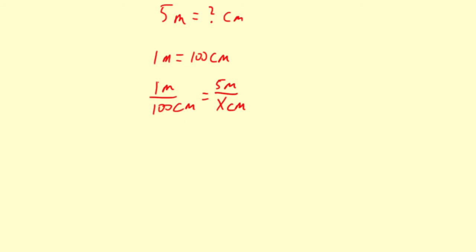So cross multiply here. 1 times x is simply x, and then 100 times 5 equals 500. Are you solved already? Well, yes and no.